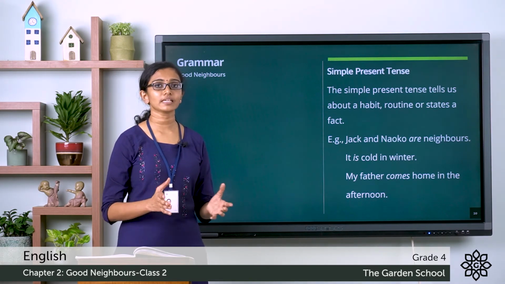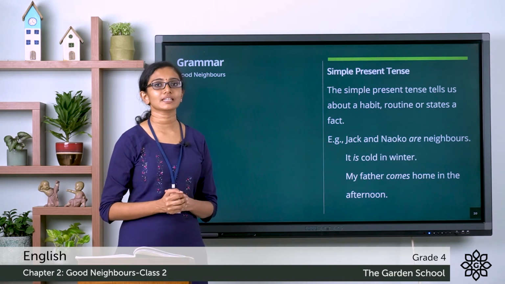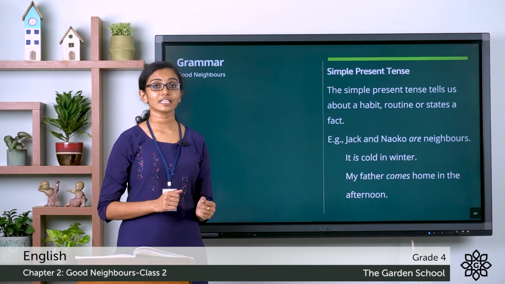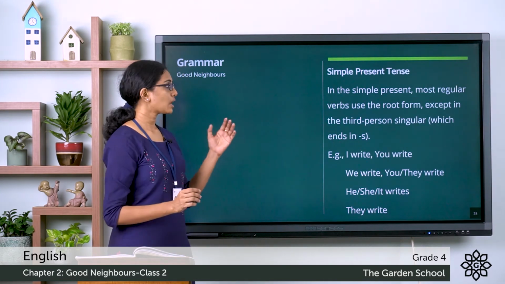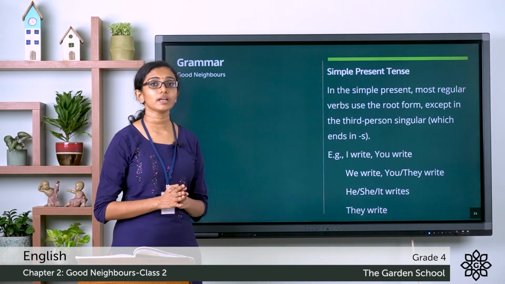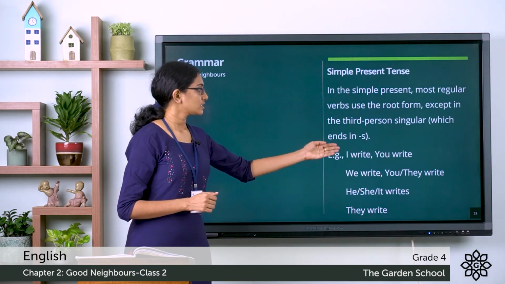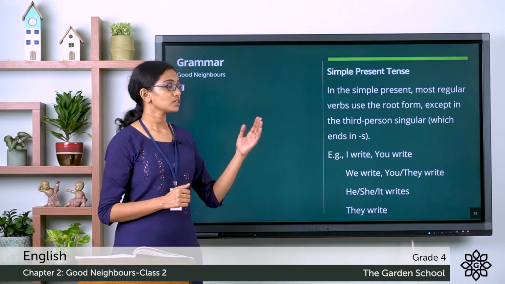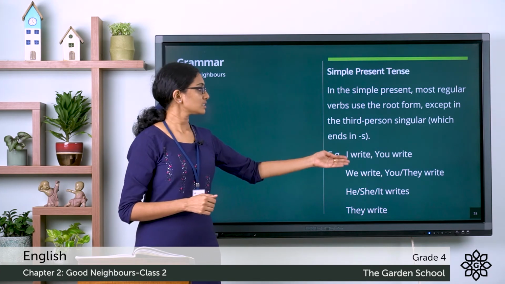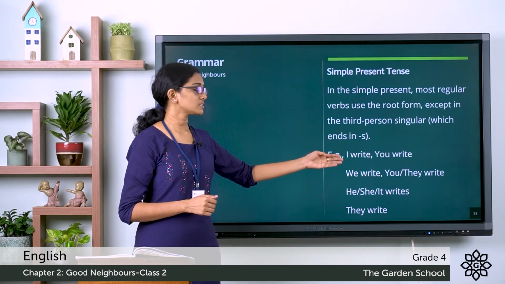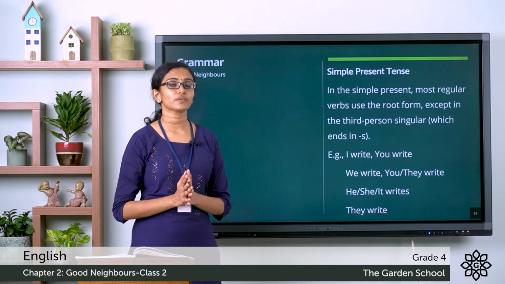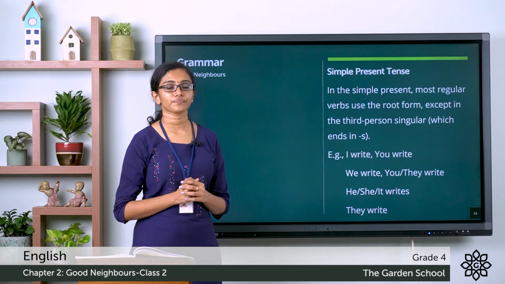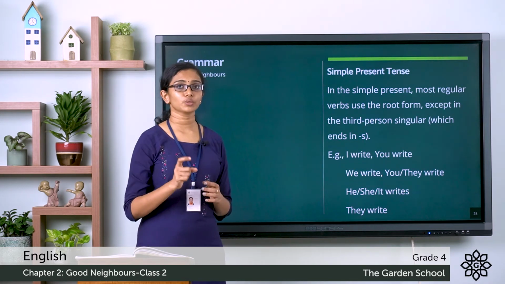So there are a few things that you have to keep in mind while constructing sentences in the simple present tense. Let's see the rules now. In simple present tense, most regular verbs use the root form of the verb, except when the subject is third person singular. See the example, I write, you write. So this is an example of a first person singular subject, whereas you write is an example of a second person singular subject. Here the word you is referring to one person.